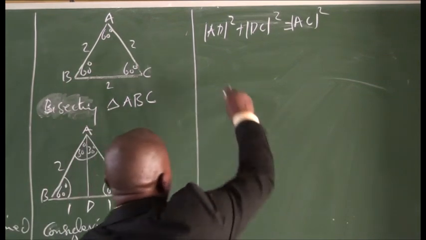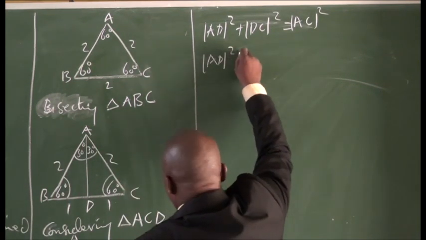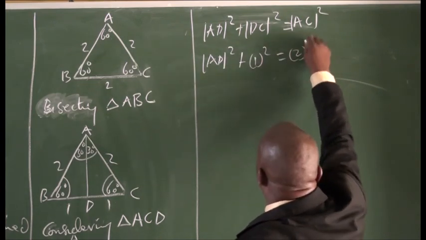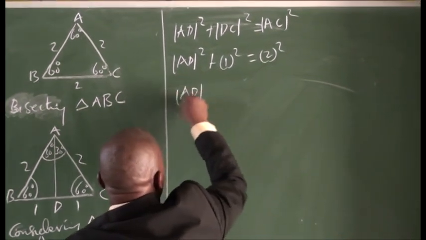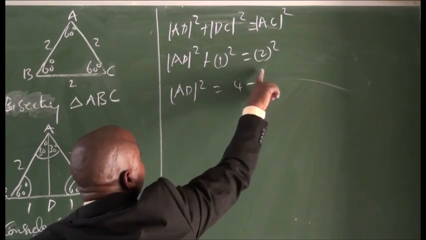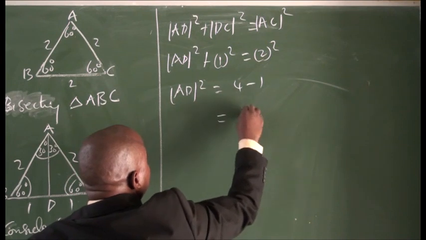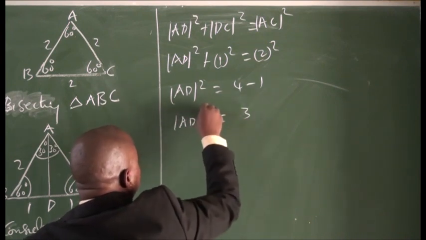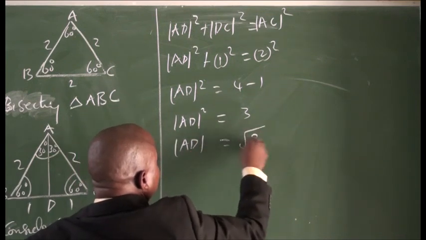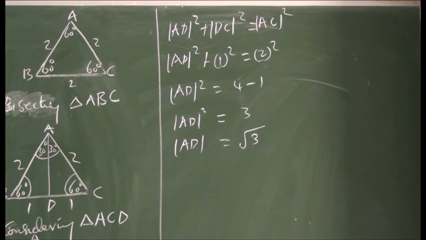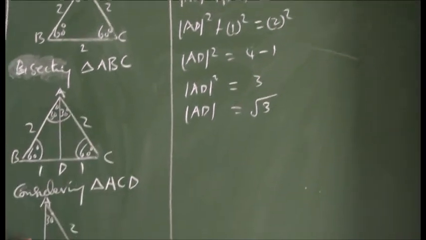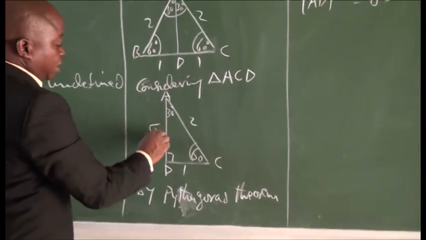So that means AD square plus 1 square equal 2 square, which means AD square is 4 minus 1, because 2 square is 4. Then you transfer this, have this, which is 3. That is AD square. So that AD will now be the square root of 3. So if we have that, we can then see that this triangle here has root 3 here.